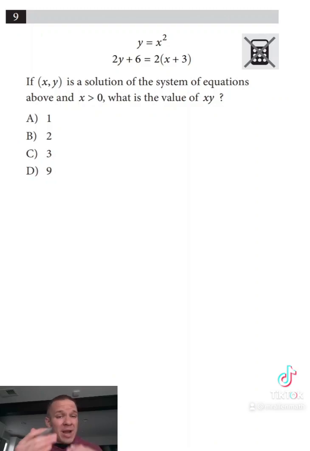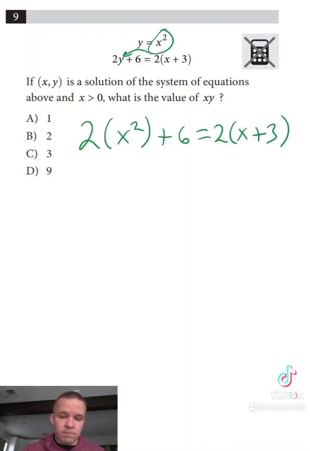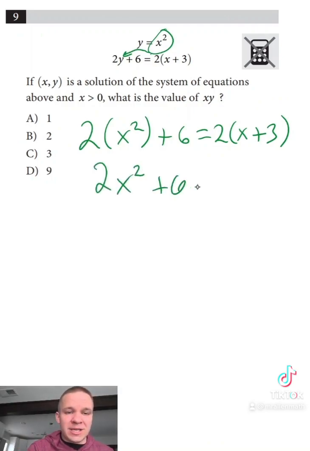Well, I've got a quadratic, and then I have a linear equation. Now, oftentimes we favor the elimination method when we're solving a system, but because I'm dealing with a quadratic and it's already y equals x squared, I can go ahead and use substitution by plugging that x squared in for y. Now that we have this equation in one variable, we can go ahead and distribute, combine like terms, and see what we can do to solve this thing. So I'm going to have 2x squared plus 6 equals 2x plus 6.